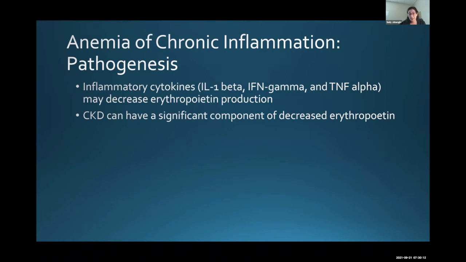This is a setting where we always want to keep in mind the iron stores, because we can't tell the bone marrow to make blood cells if it doesn't have adequate product with which to make those red blood cells. So we oftentimes do those in conjunction with each other.